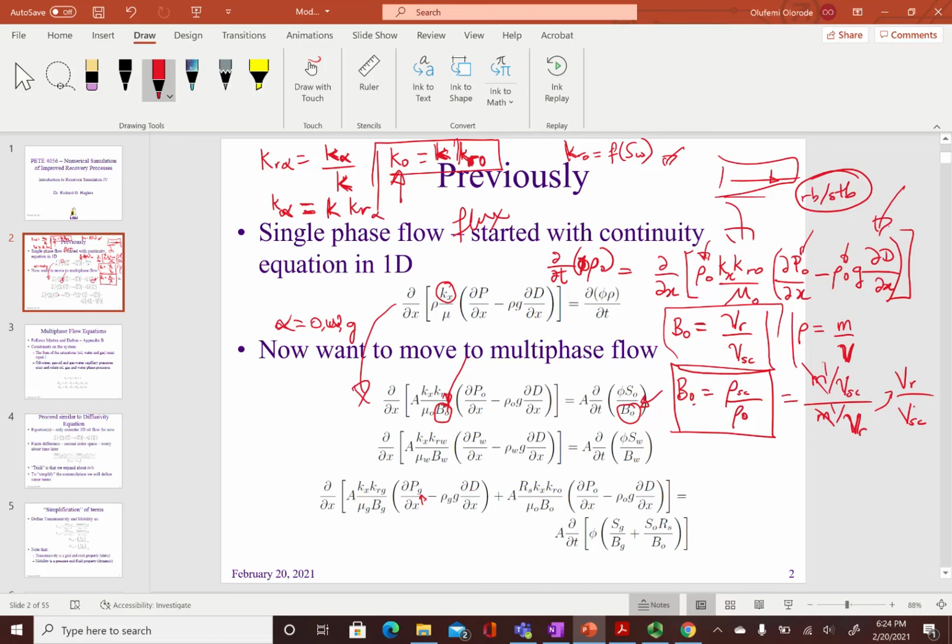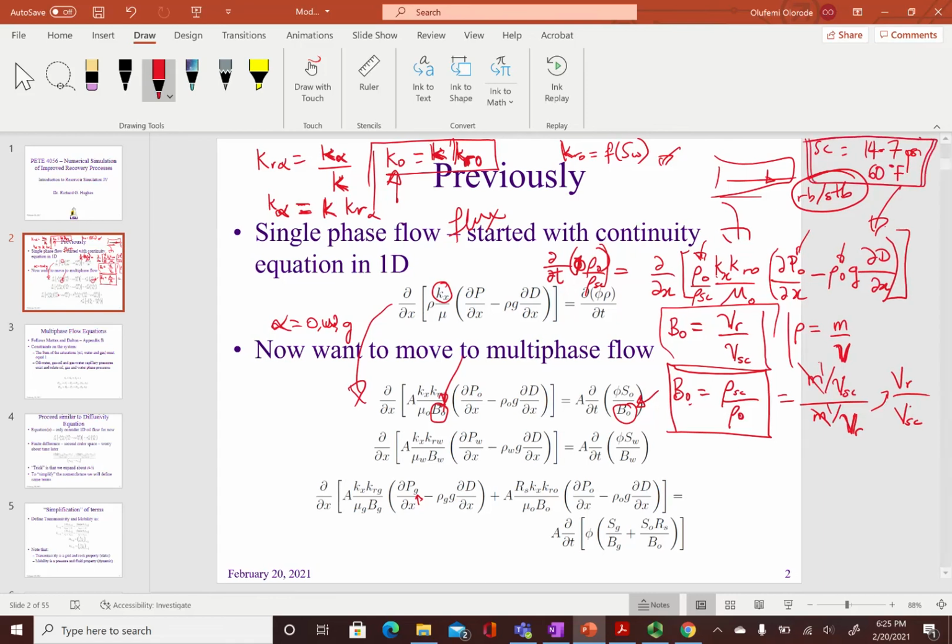If you divide every term here by rho SC, this becomes rho O divided by rho SC, density of oil at standard conditions. This one becomes rho divided by rho SC. You can put it inside the parentheses, you can put it outside. Why? Because density of oil at standard conditions never changes, because we specify standard conditions. And what standard conditions? 14.7 roughly, PSI, and 60 degree Fahrenheit. So the density of the oil at standard condition is constant, so it can go into the parentheses or outside, the same deal.